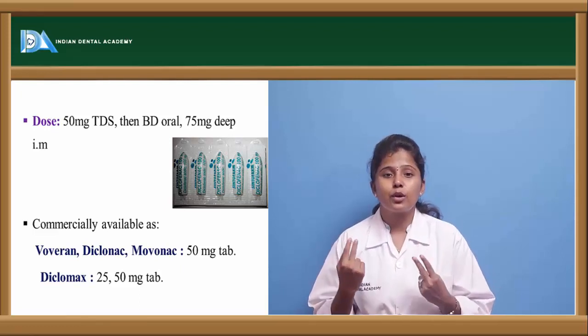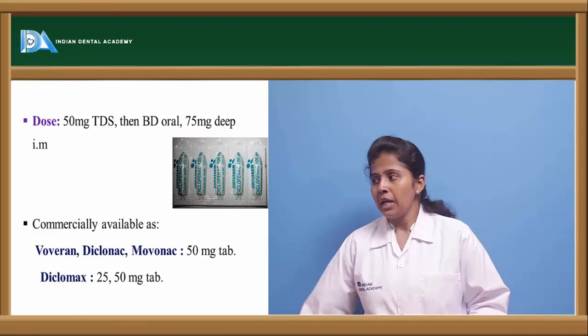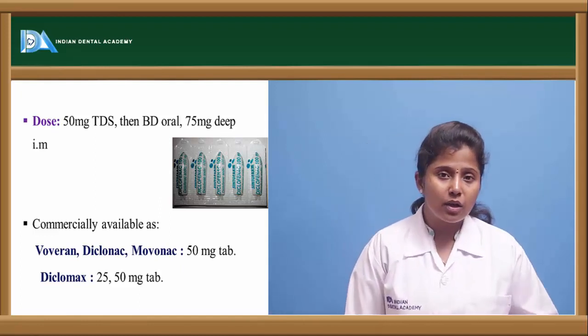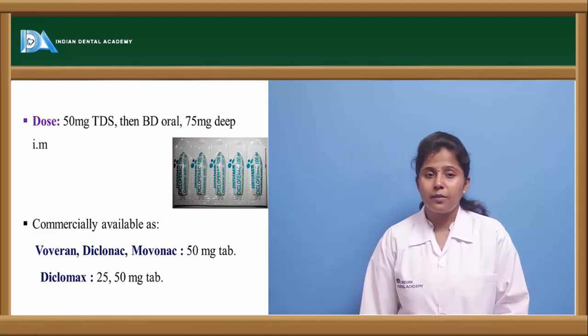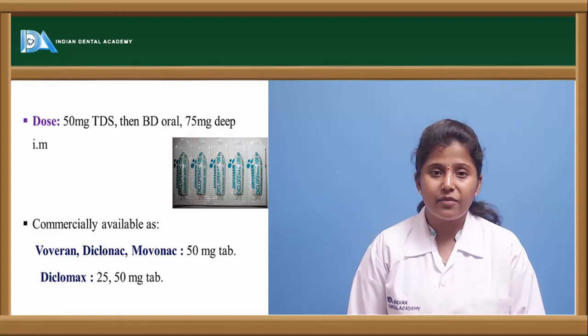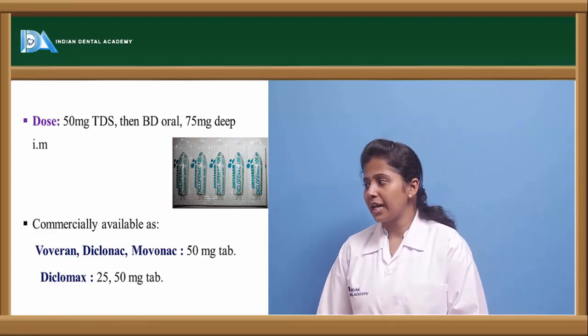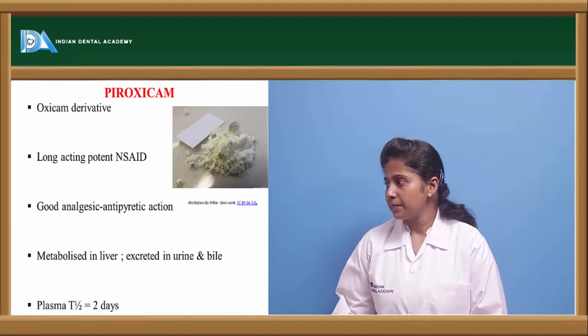So mostly 3 times a day is more potent when compared to 2 times a day, and if it is given through the intramuscular route, it is given in the dose of 75 mg, and it is commercially available as Voveron, Diclofenac and Mobonac in 50 mg tablets as well as Diclomax in the dose of 25 to 50 mg tablets.